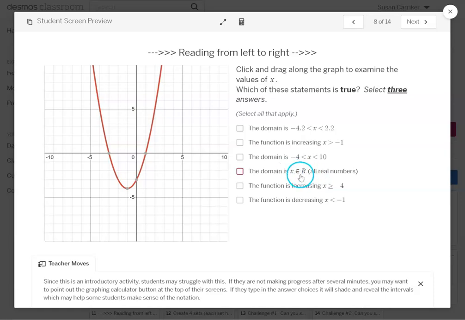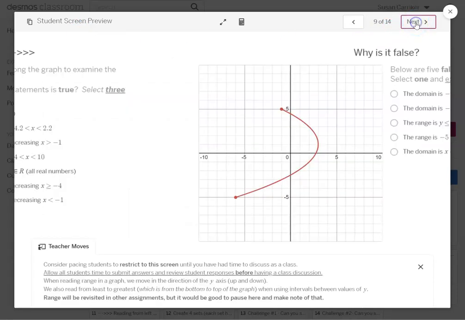Another notation is right here. X is an element of the real numbers. That means all real numbers, and that one is one of the true statements. This goes forever to the left and the right. Even though you can't see it, it goes off the screen, it does continue. They do need to select 3 answers on this screen, and again it'll show them a check mark on the dashboard when they find all of them.